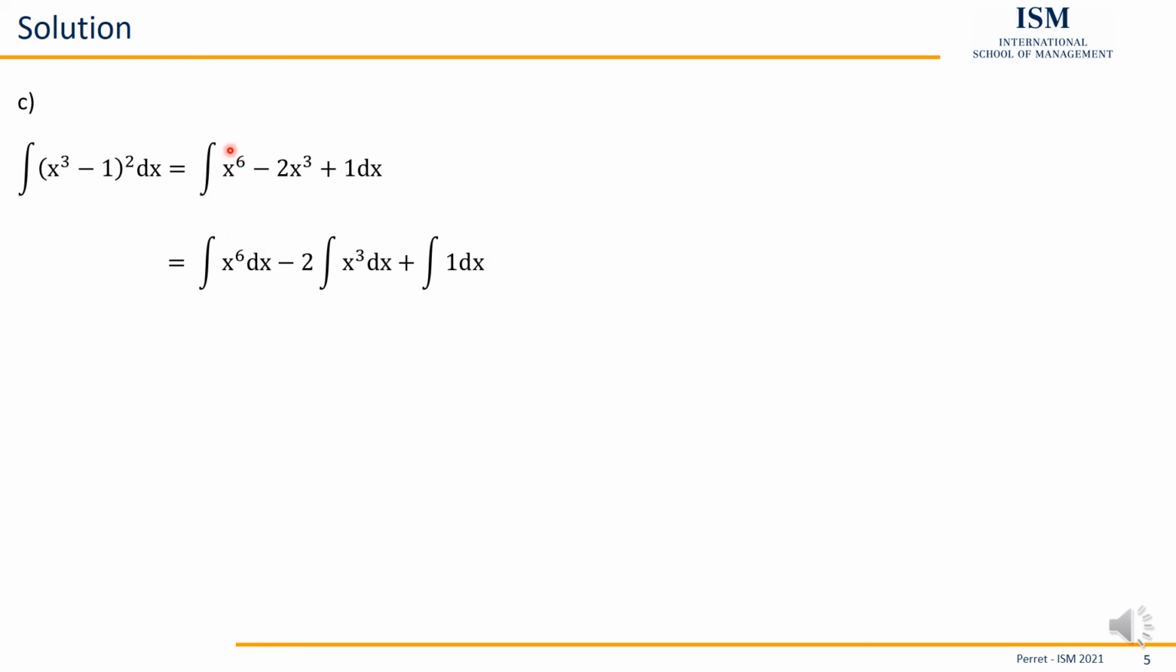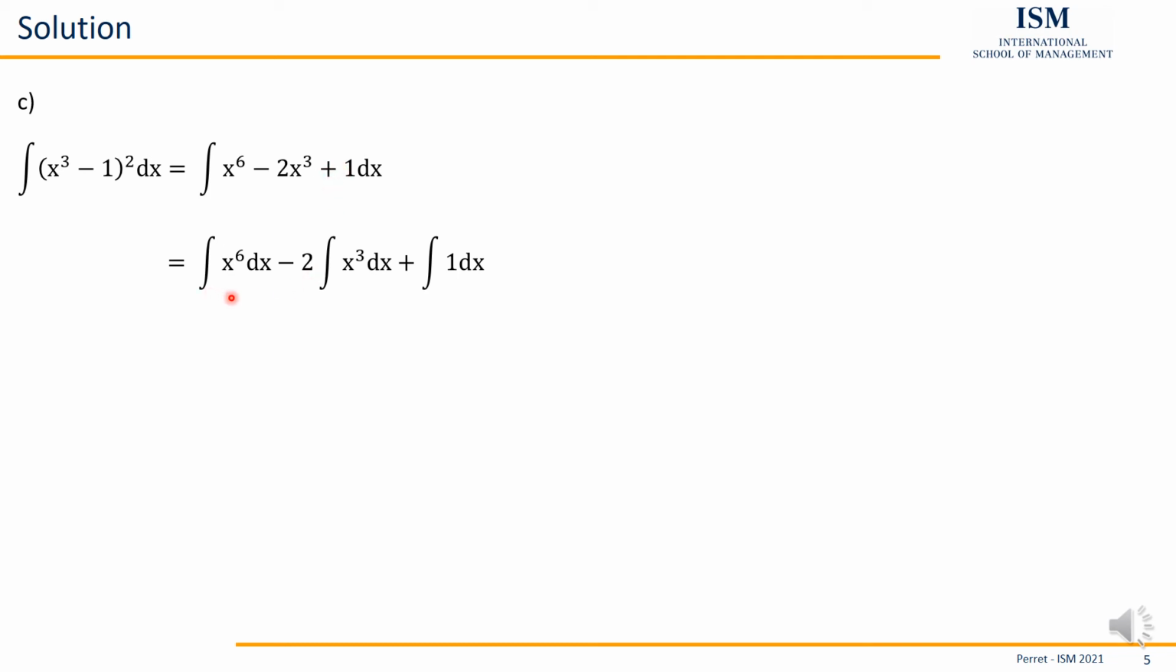The first one is only x to the power of 6, then minus 2x to the power of 3. That's actually the expression we had in B, or more or less the same expression. In B we had a 3, now we have 2. So we can pull this 2 in front here again. Finally, we're left with the integral over 1.